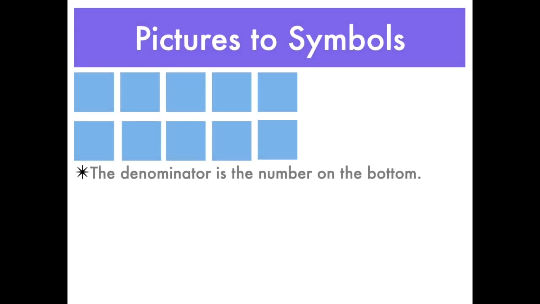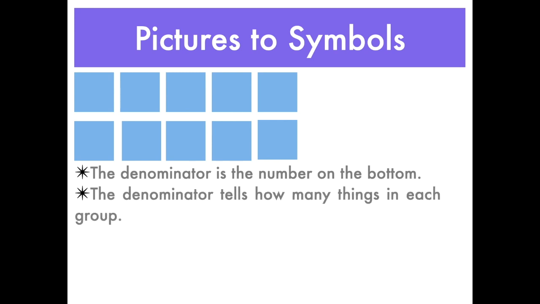Now let's talk about the different parts of fractions. The denominator is the number on the bottom. The denominator tells us how many things are in each group. In this case, with the squares, there are 10 things in this group. So I would write the denominator as 1/10.